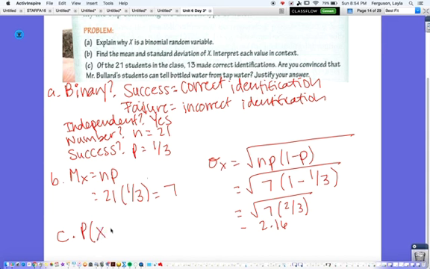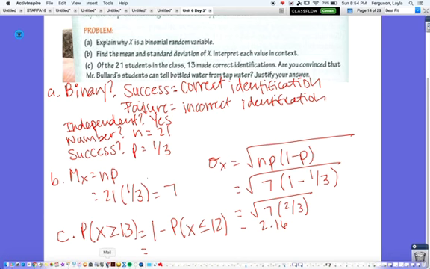is greater than or equal to 13. And so basically, if we're doing that, we can say the whole class would be 1, and we would subtract out the probability that less than or equal to 12 students get the correct identification. The reason we would change it into this is because we have a function on our calculator that tells us about less than or equal to.